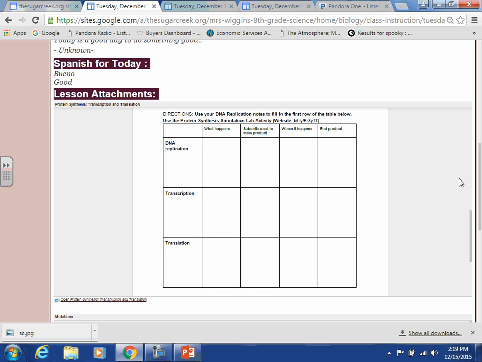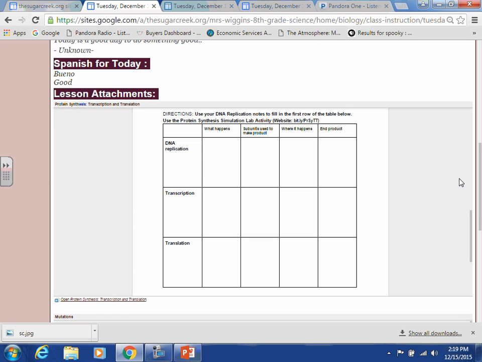The subunits are your four bases, A, C, G, and T. You should have that. It happens in the nucleus. The end product is identical DNA. This is not the whole translation and transcription yet. This is just DNA replication.